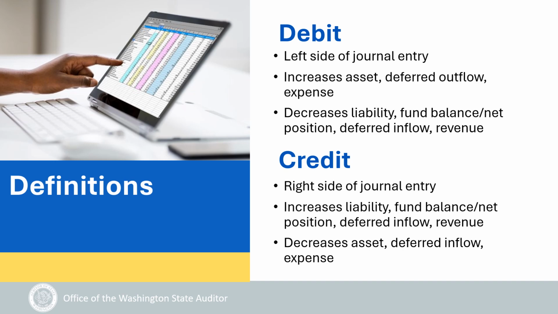Credits are the exact opposite. So if you record a credit in a liability account, it will increase the liability balance. Credits also increase fund balance, net position, deferred inflows, and revenues. However, credits will decrease assets, deferred inflows, and expense accounts.